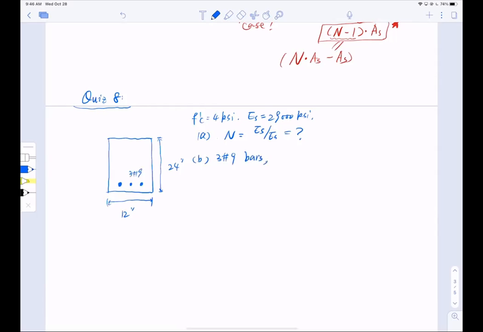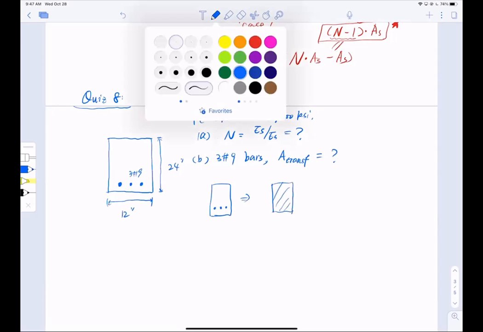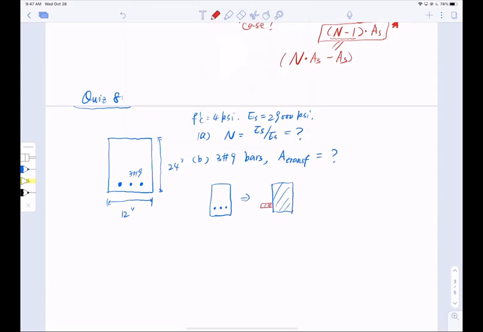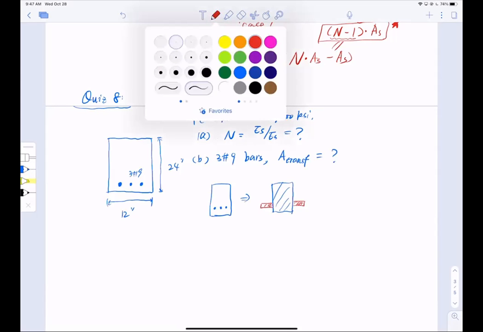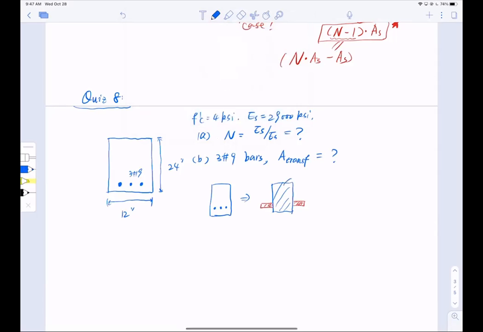I want you to find the total transformed area. That means taking the section with the bars and transforming it into a section with little wings, then adding them up together. So A transformed equals part 1 plus part 2. I want you to give me the total area. That's quiz number 8.